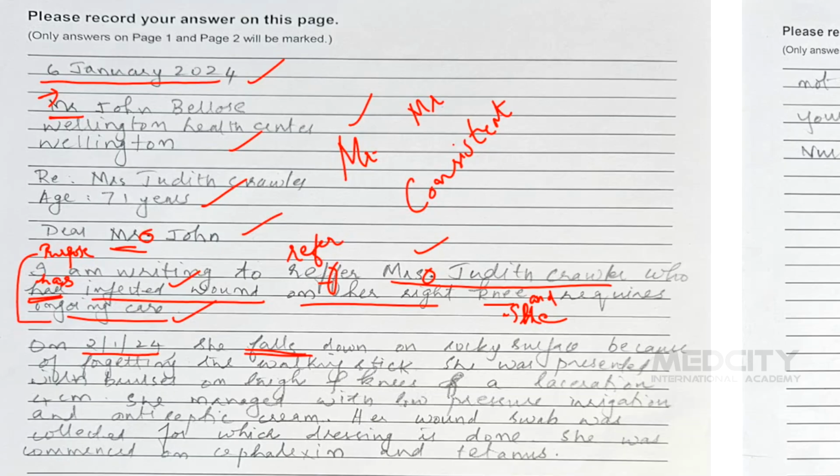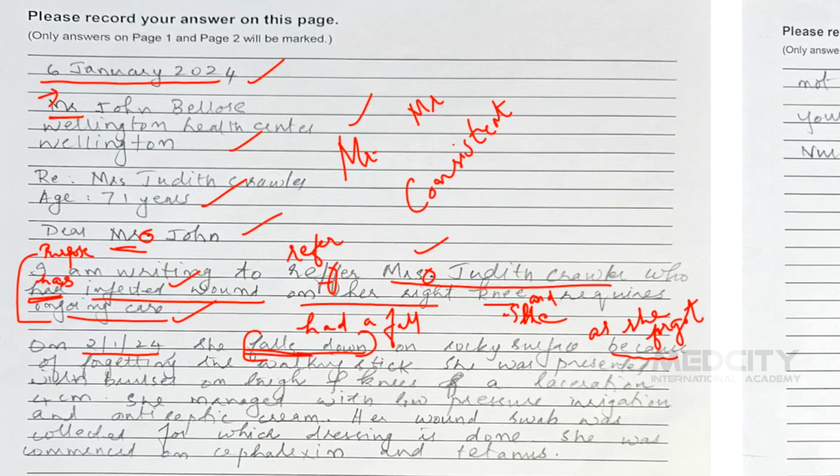This has already happened, so it should be in the past tense. You can say that she fell down, or to make it sound more formal, you can say that she had a fall. She had a fall on rocky surface because of forgetting the walking stick. Here also, to sound more formal, you can say that as she forgot her walking stick.